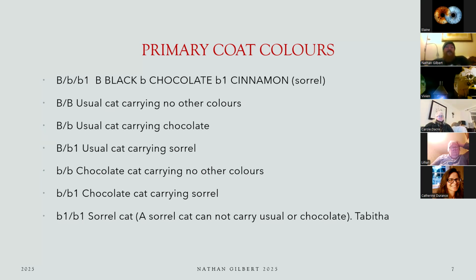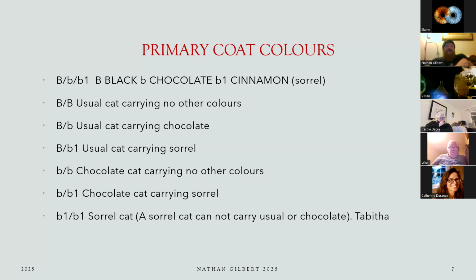Or potentially it can be usual carrying sorrel, the cinnamon gene. And then if you have a chocolate cat, it can be homozygous chocolate, or it could be a chocolate cat carrying sorrel. Your sorrel cat only has the two cinnamon genes. It doesn't have another primary color. It cannot carry usual or chocolate.